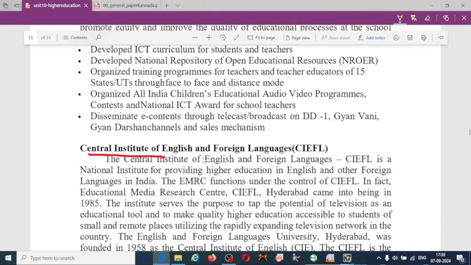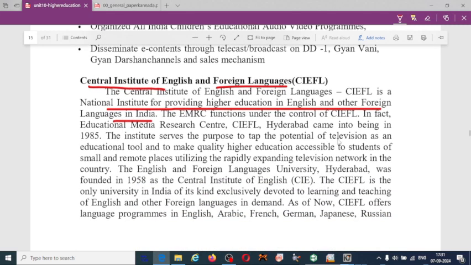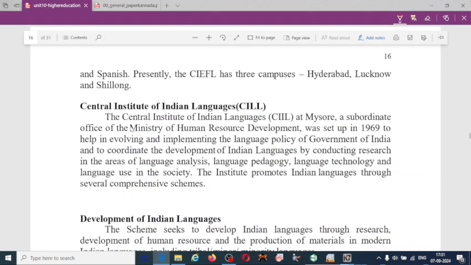So Central Institute of English and Foreign Languages CIEFL. It is a national institute for providing higher education in English and other foreign languages in India. So it is in Hyderabad, came into existence in 1985. Central Institute of Indian Languages is at Mysore, a subordinate office of the Ministry MHRD, which was set up in 1969.